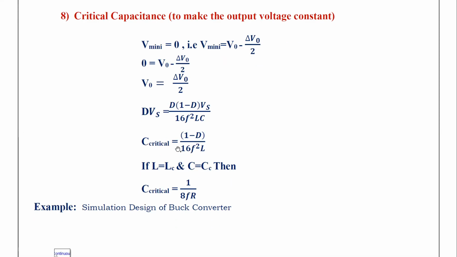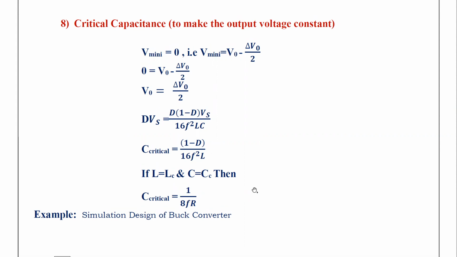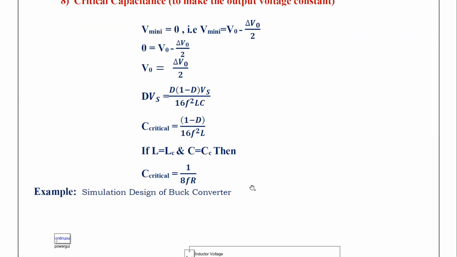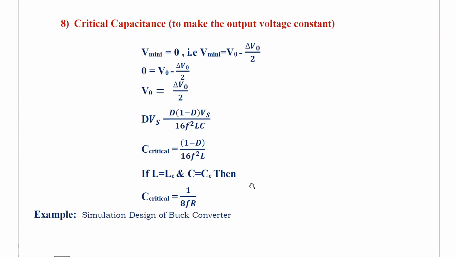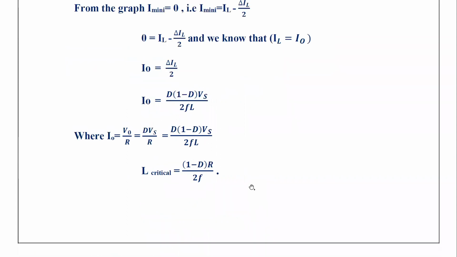Okay. So if you want to calculate the critical capacitance, if you substitute the critical inductance value here, then it will become 1 by 8 into F into R. So this is regarding the buck converter. A simple buck converter is having these parameters.